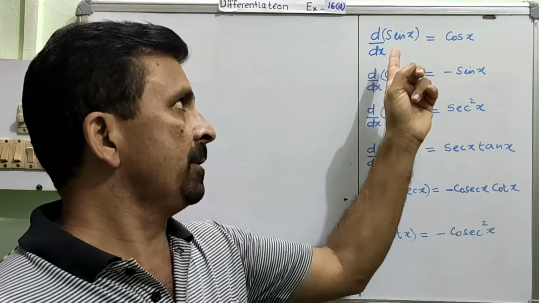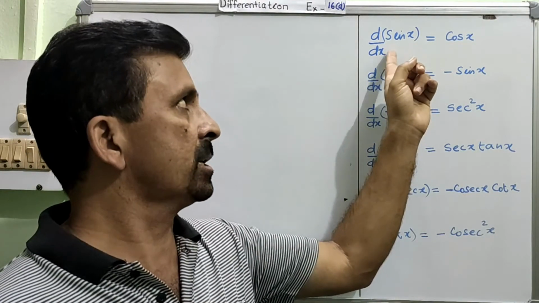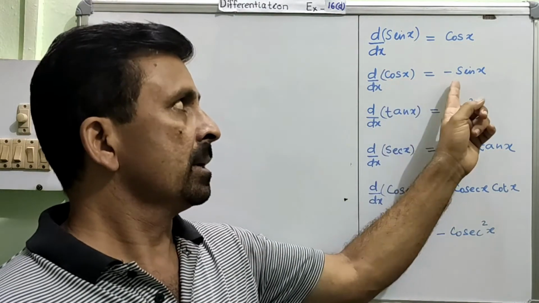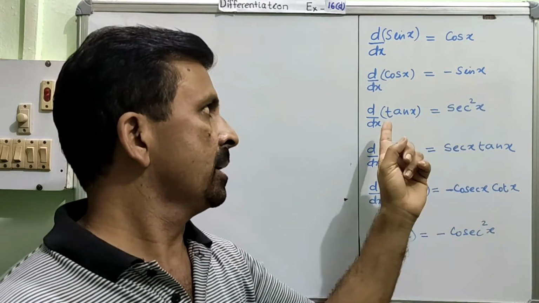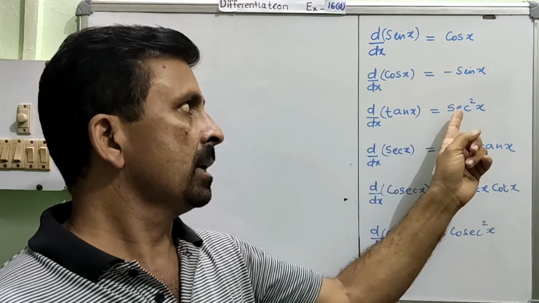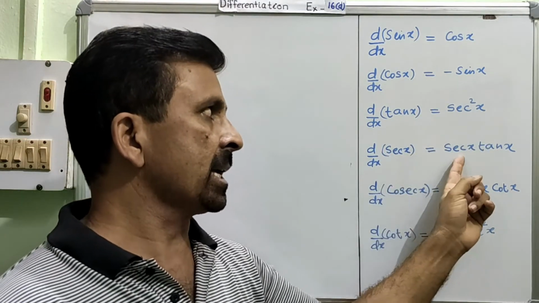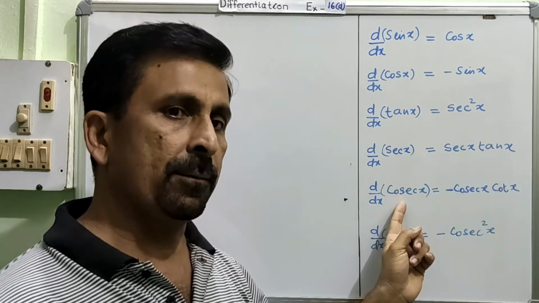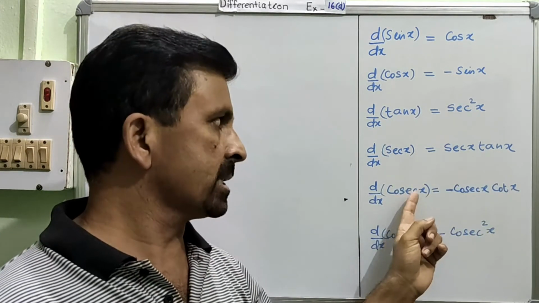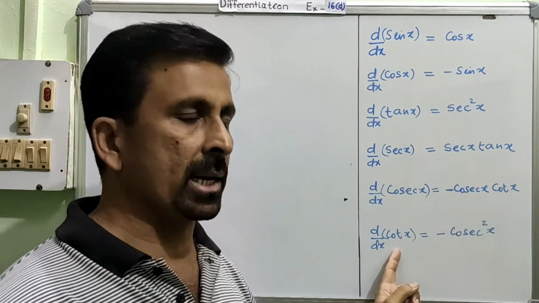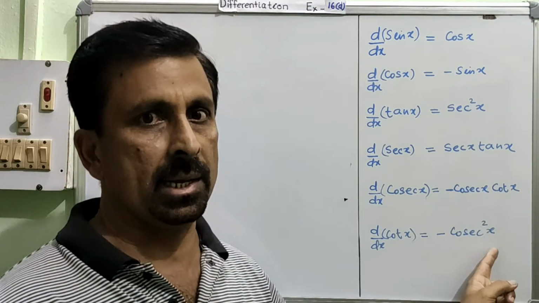Derivative of sin x. When you calculate the derivative of sin x, it should be cos x. The derivative of cos x is minus sin x. Derivative of tan x is equal to sec square x. Derivative of sec x is sec x into tan x. Derivative of cosec x is minus cosec x into cot x. And derivative of cot x is minus cosec square x.